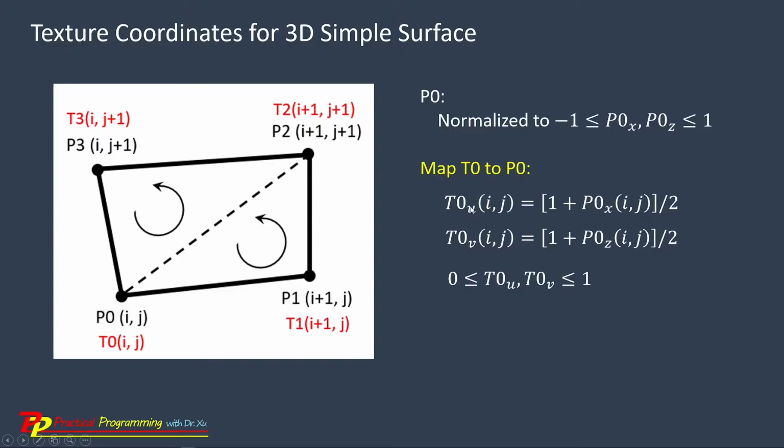We define the U component of the texture coordinate T0 as (1 + P0x) divided by 2. Here, if the P0x component changes from -1 to 1, the T0 U component will change from 0 to 1. For the V component of our texture coordinates, we define it as (1 + P0z) divided by 2. When P0z changes from -1 to 1, the T0 V component will change from 0 to 1.